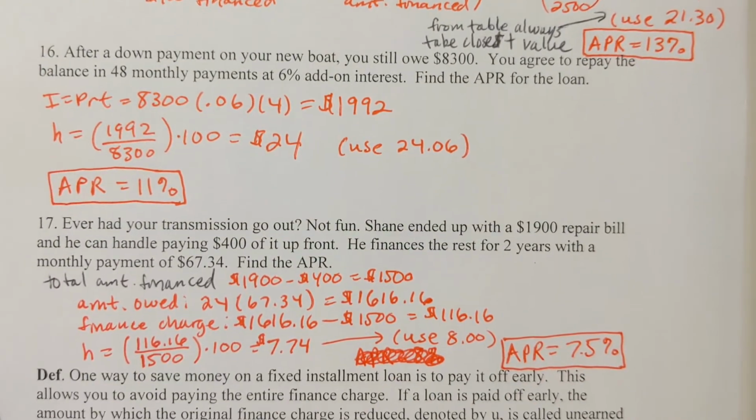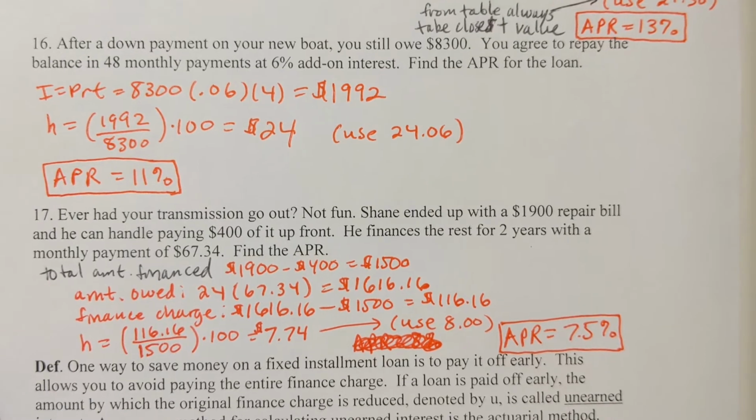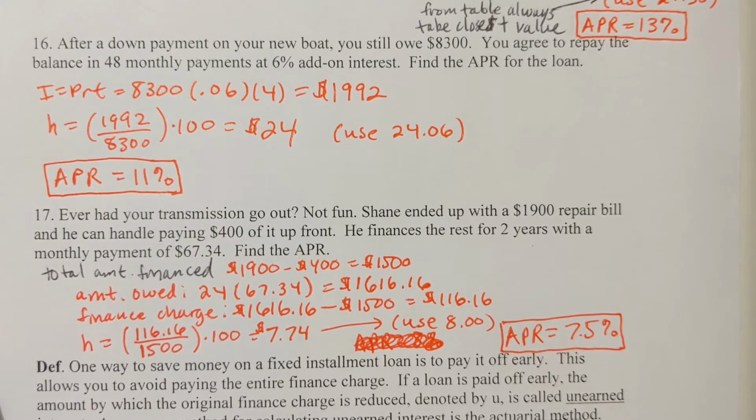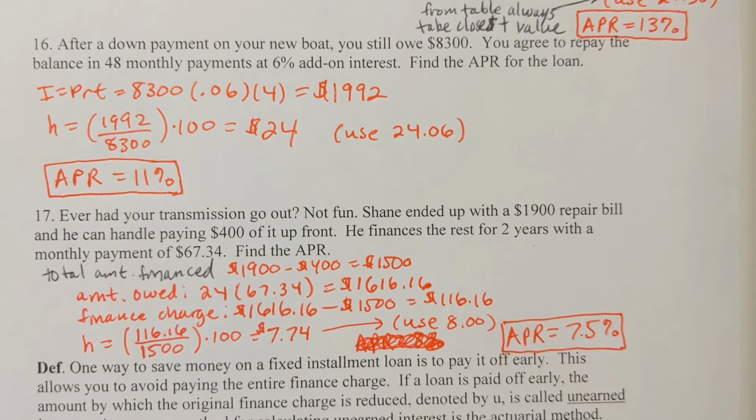Problem 16 says that after a down payment on your new boat, you still owe $8,300. You agree to repay the balance in 48 monthly payments at 6% add-on interest. Find the APR of the loan.